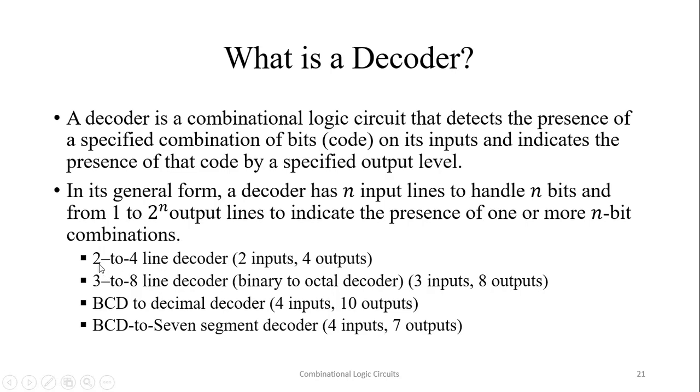Examples of decoders: we have a 2 line to 4 line decoder, 2 inputs and 4 outputs. A 3 to 8 line decoder, or a binary to octal decoder, 3 inputs and 8 outputs. BCD-to-Decimal Decoder. BCD code is 4 bits, so we will have 4 inputs, and decimal digits are 10, so we will have 10 outputs. BCD to 7 segment decoder, we have 4 inputs and 7 outputs in this case.